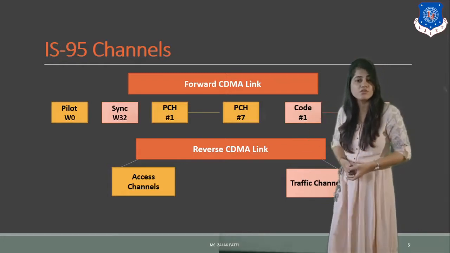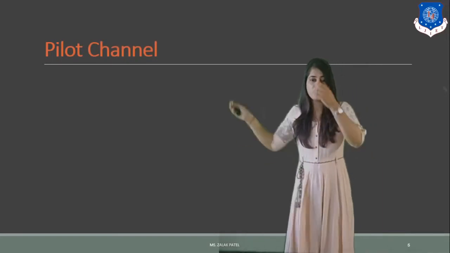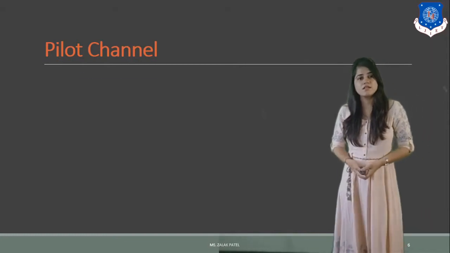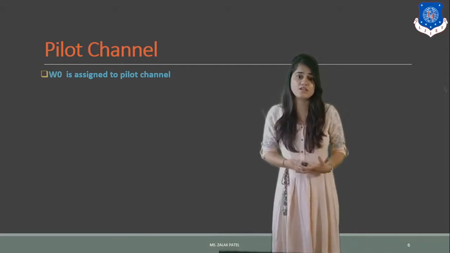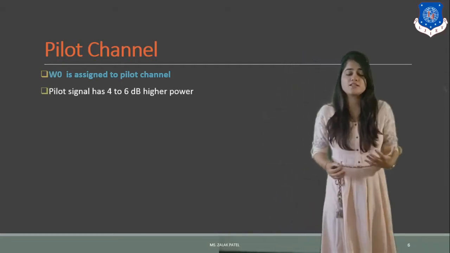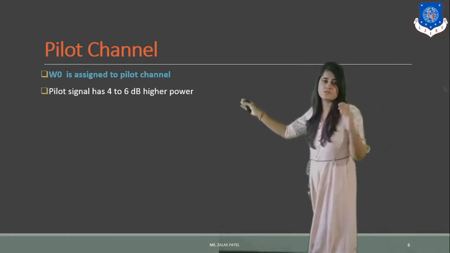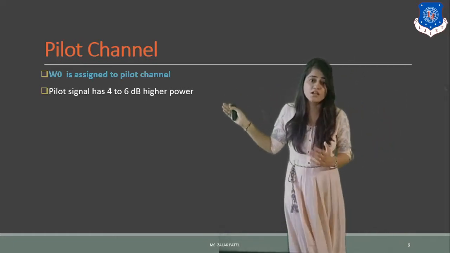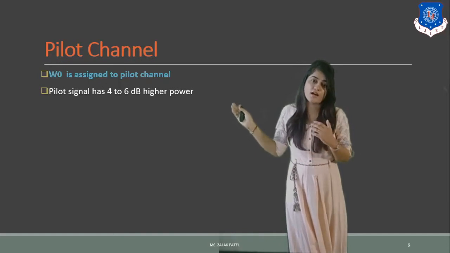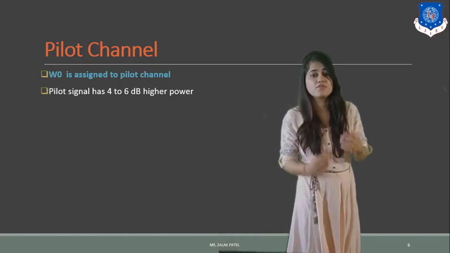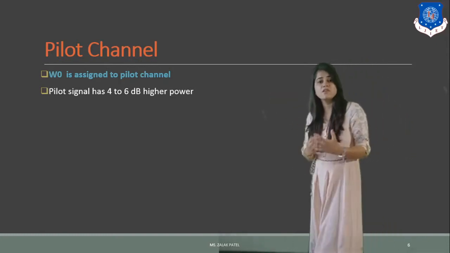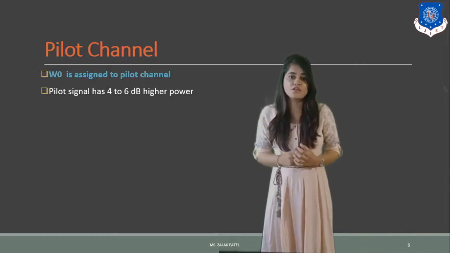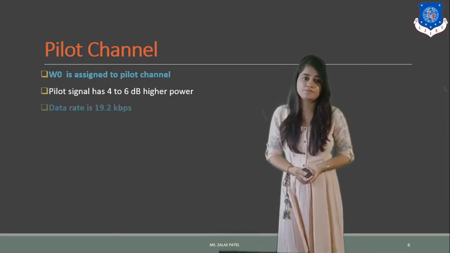So let's first talk about the forward CDMA link. The first forward CDMA channel is the pilot channel. The pilot channel is assigned W0, meaning Walsh code 0 is assigned to this pilot channel. For the pilot channel, we should keep in mind that the power should be as high as possible, because 4 to 6 dB higher power is used for the pilot channel, as it will be used as a reference signal. So you should keep the power level high.